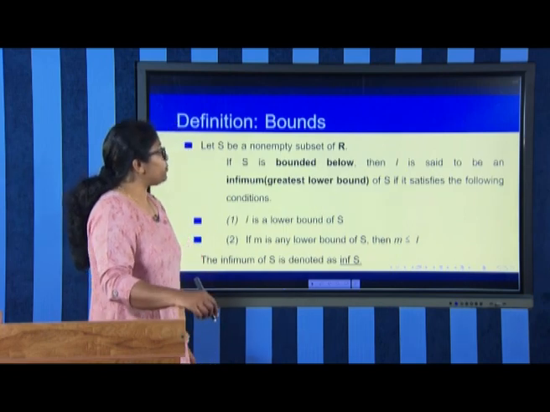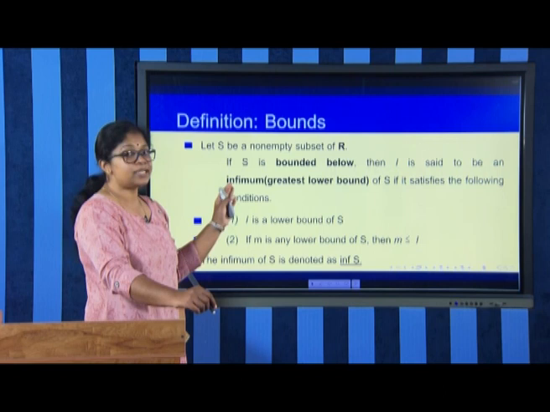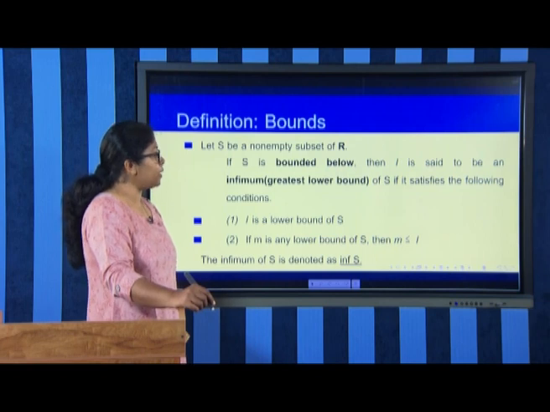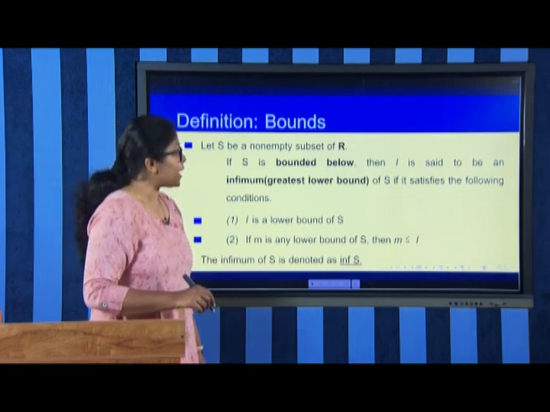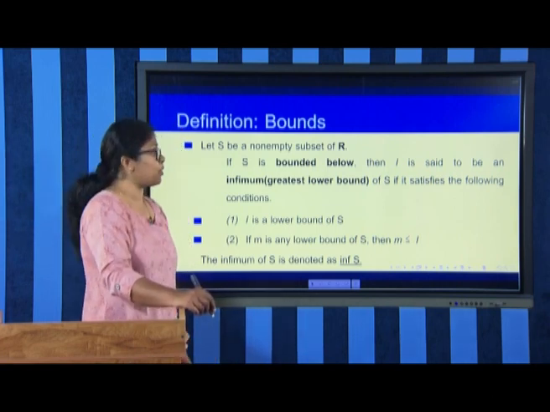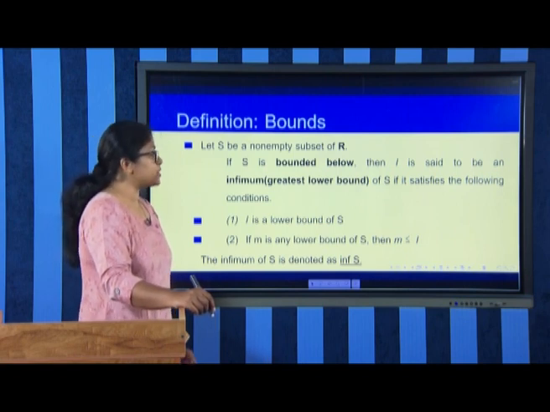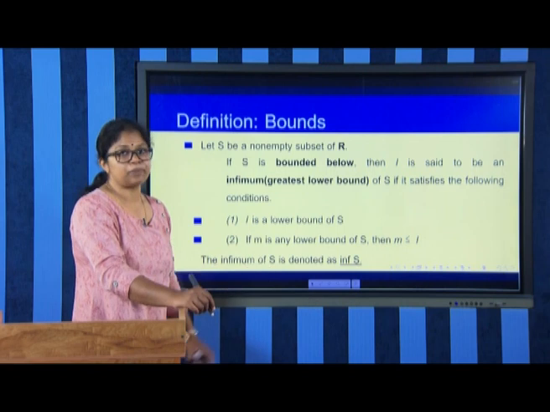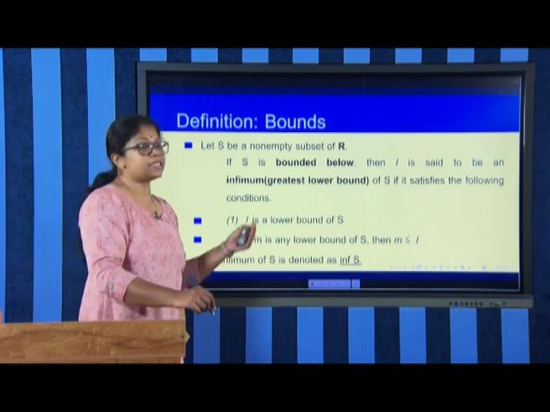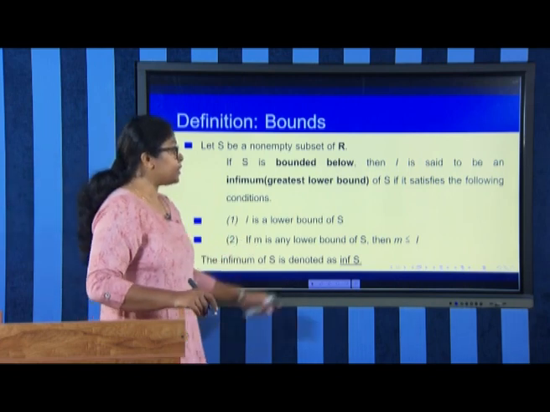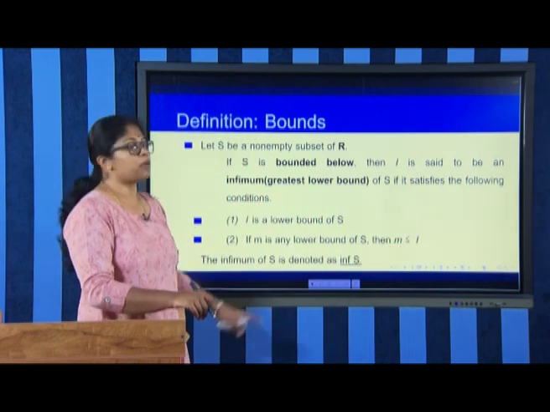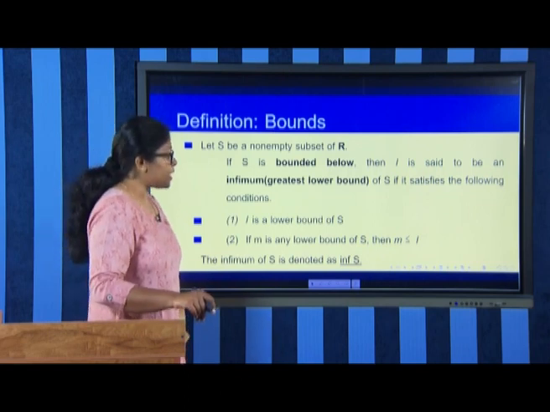Similarly, we can define the infimum or greatest lower bound as follows. If S is a non-empty subset of R, if S is bounded below, then a real number L is said to be an infimum or greatest lower bound of S if it satisfies the following conditions. The first condition being it should be a lower bound. And second condition, if m is any other lower bound of S, then m is less than or equal to L. Then the infimum of S is denoted by INF of S.